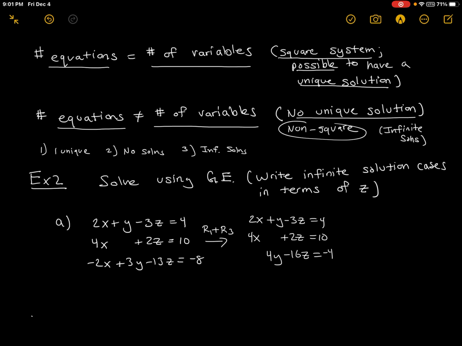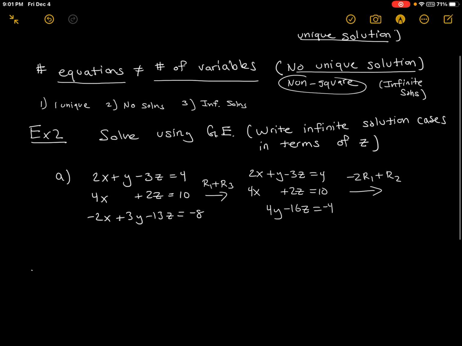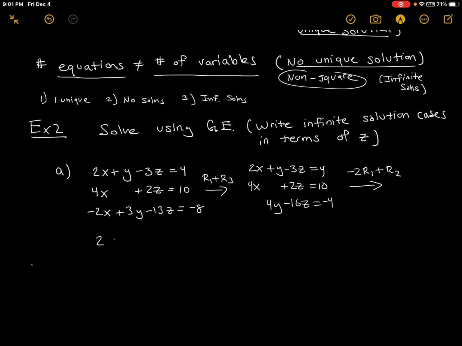Okay, so again, I'm going to try to work my way from the bottom up. Now, the next thing I want to do is somehow get rid of this 4x right here. And the way to get rid of the 4x is take negative 2 times row 1 and then add it to row 2. So let's write this out. Negative 2 times row 1 plus row 2, and I'm going to replace row number 2 with it. So let me write row 1 again. 2x plus y minus 3z is equal to 4.